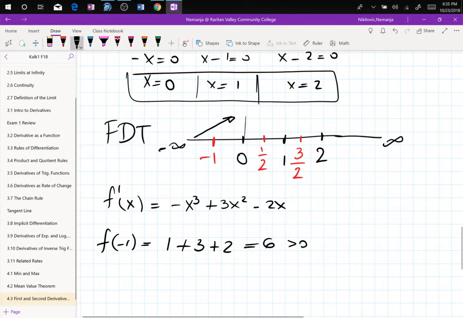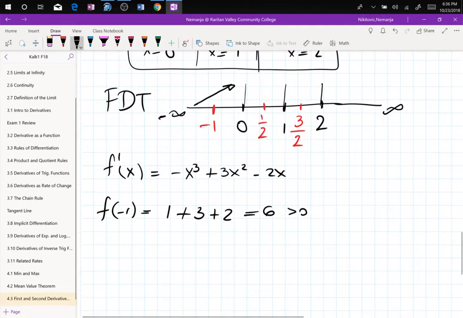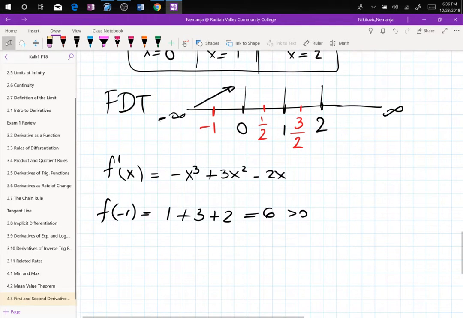Now remember, these are your partition walls, and this linear calculation gets to be stuck in this partition. So what's next? The next number is 1/2. So f prime of 1/2, and that is going to be what? Negative 1 over 8.